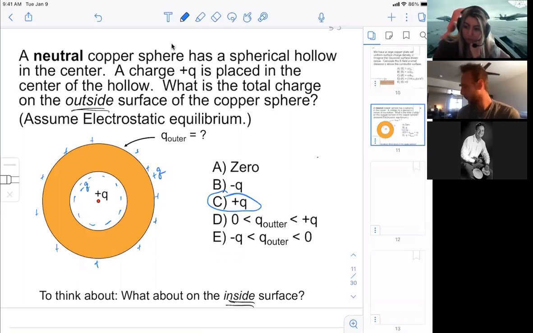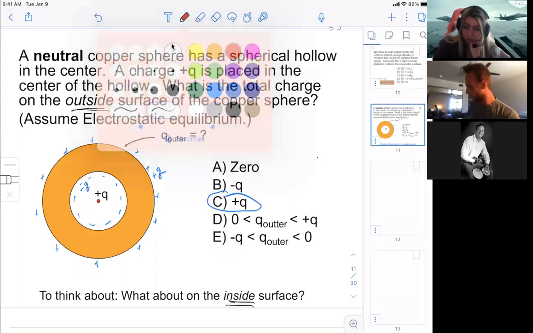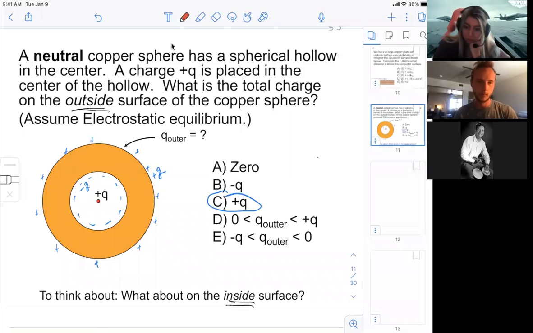It's a correct intuition. But if we want to convince people, how come it's precisely negative Q and precisely positive Q on the outside? We can convince people by using Gauss's law. So let's try to do that. Let's say I'm going to draw a Gaussian surface, just at some random location inside the conducting material, inside this donut shape.